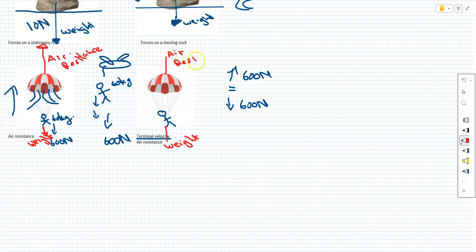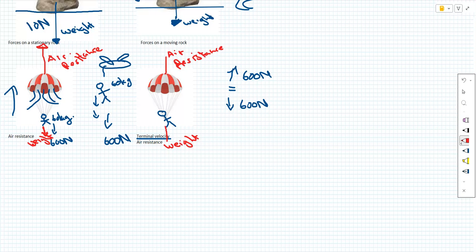We're going to learn more about terminal velocity and how to calculate it a little bit later, maybe even in grade 9. But at this moment, you just need to understand that when the forces are equal, there's no speeding up. When the forces are not equal, when it's unbalanced, it speeds up in the direction where the force is the greatest.